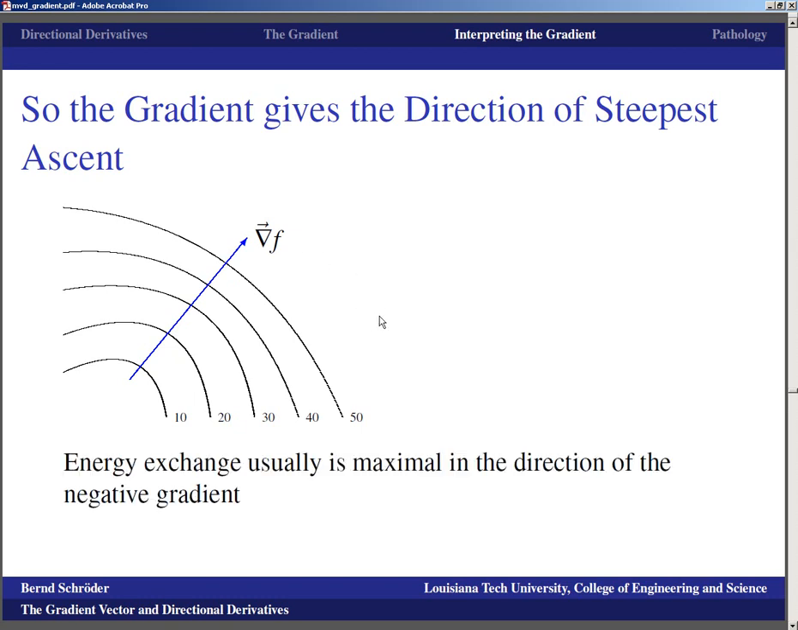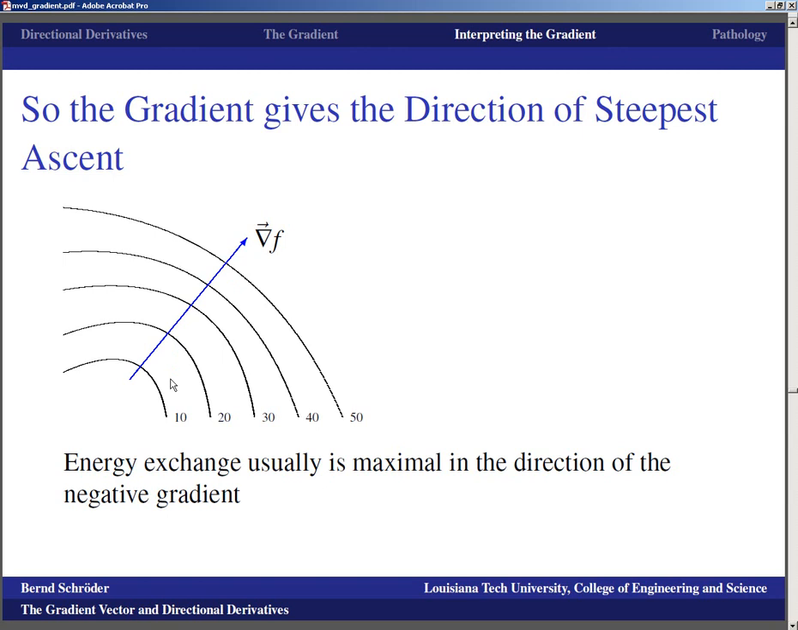And if we now go completely away from the beautiful geometry that we do in mathematics classes, which is nice, but which ultimately is only part of the story, let's think about energy exchange. And energy exchange usually is maximal in the direction of the negative gradient. Let's think of potential energy here. If this is a mountain range, if you pour some water on the mountain range here, it's not going to go this way. It's going to go straight down. Nature goes the way of least resistance, if you will, right?